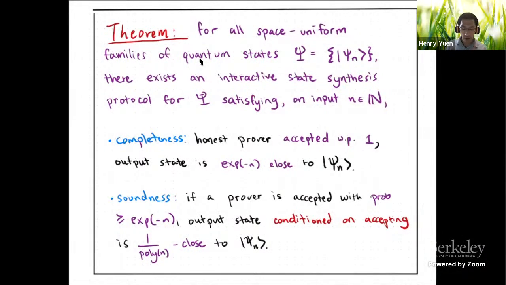For each n, there exists an interactive state synthesis protocol satisfying the completeness property, where the honest prover is accepted with probability 1. And conditioned on acceptance, which always happens, the output state is going to be exponentially close to the ideal target state psi_n. Now, the soundness property is that if a prover is accepted with even slightly above exponentially small probability, then the output state, conditioned on accepting, is going to be inverse polynomially close to the target state psi_n.